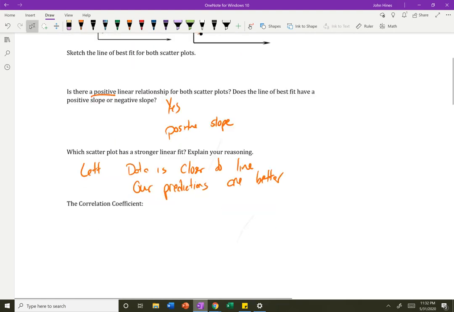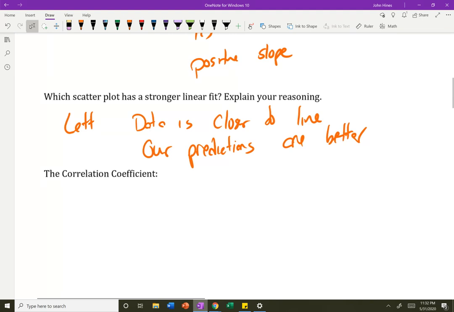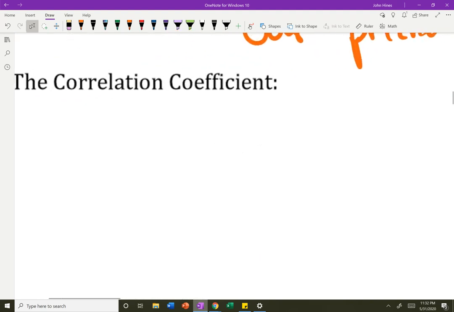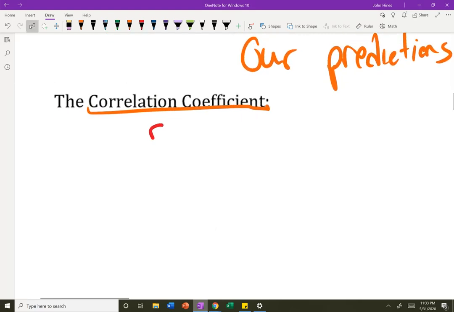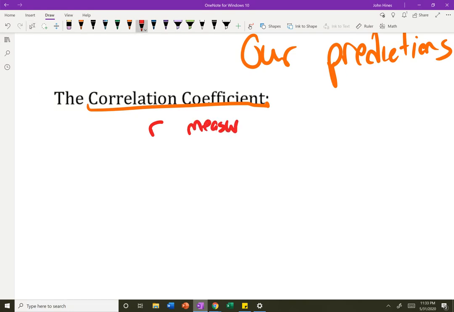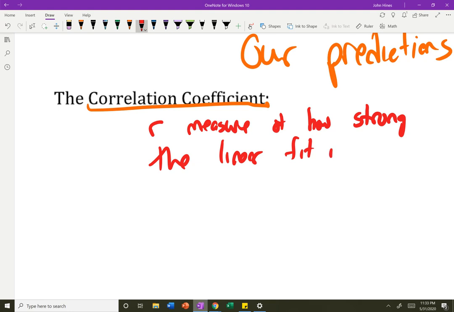So what we're going to do is quantify this fit. How good of a fit do I have? That means we're going to give it a number with this thing called the correlation coefficient. And we use the letter R to represent the correlation coefficient. I don't know why we use the letter R. Pearson is the guy who came up with it, so maybe because Pearson has an R in his name, we use R. It's a measure of how strong the linear fit is. Is the data close to the line is what this number tells us.